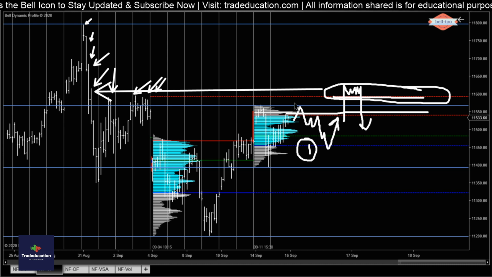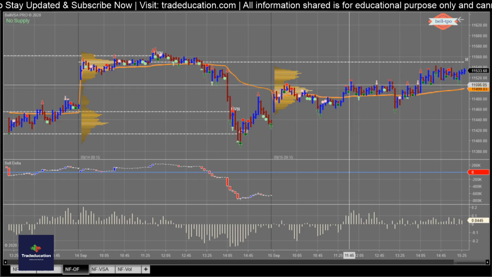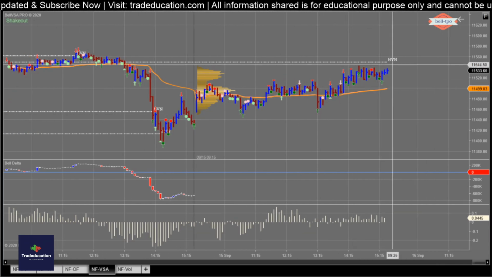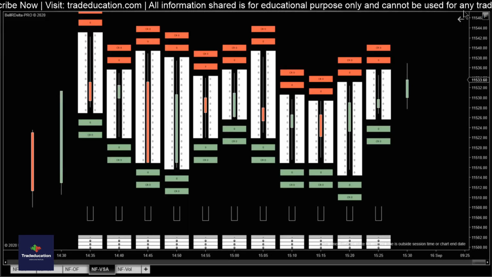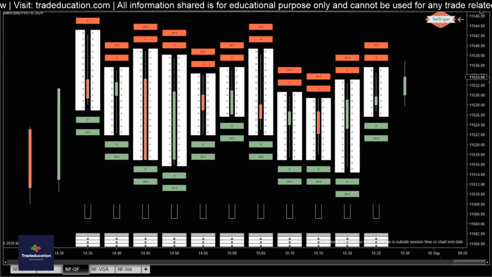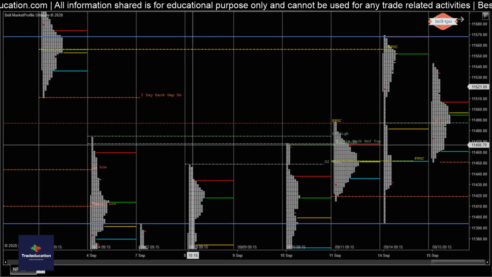Let's see. Also, we have got a couple of HVNs on the upper edge, but nothing much. Let me do one thing. Let me minimize this, and let's now jump to the market profile chart.